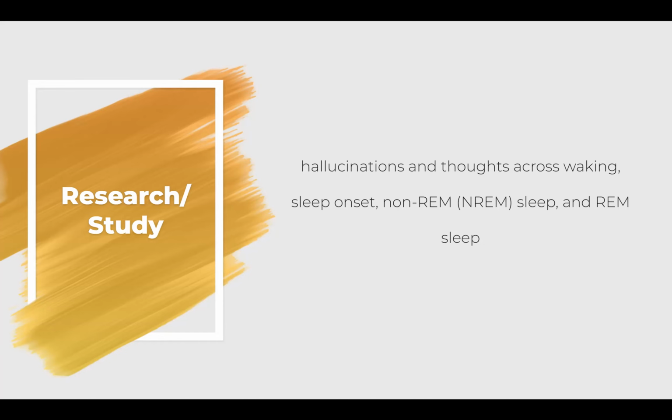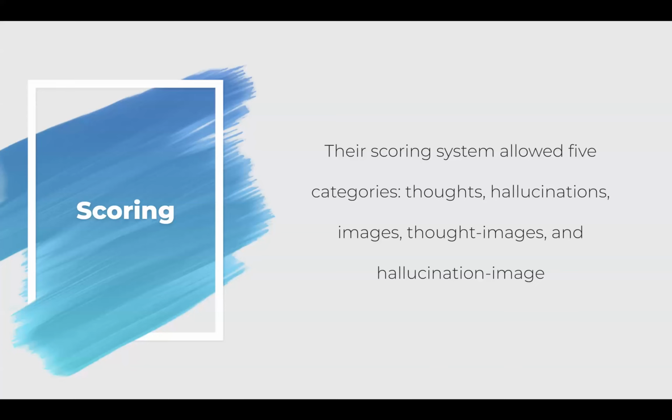Each of the 1,576 transcribed reports was scored for the presence of thoughts, hallucinations, and images. Hallucinations, as opposed to images, were scored when the endogenous sensations were experienced as realistic, akin to perception. Their scoring system allowed 5 categories: thoughts, hallucinations, images, thought images, and hallucination images. When 2 or more non-congruent events of the same mentation type occurred, a report was given a multiple occurrence score for this mentation type.